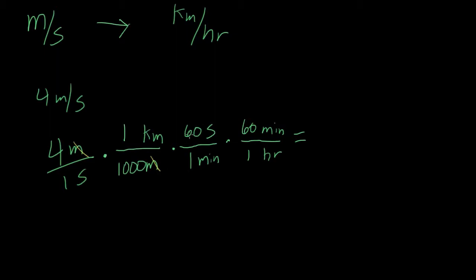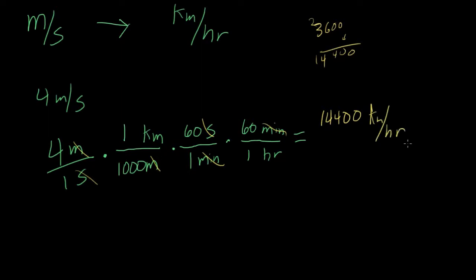meters, cancel our seconds, cancel our minutes, and we'll end up with 60 times 60 is 3600. 3600 times 4, what is that? 14,400 kilometers per hour. Nope, wrong. I made a mistake that you'll probably make.